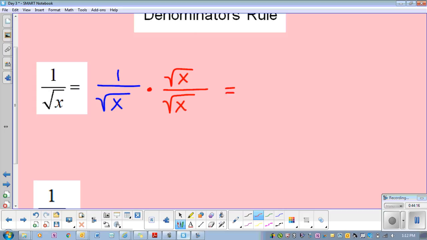And then that equals, just multiply. Square root of x over, guys, radical multiplication rule. What do you need to do here? Inside times inside, which gives you x squared. But what's the square root of x squared? x.